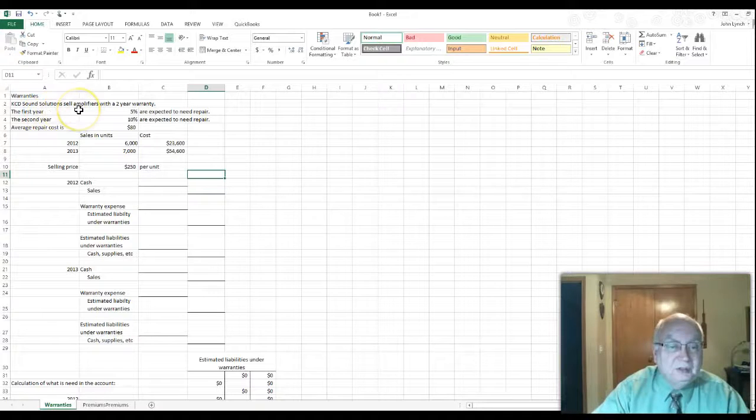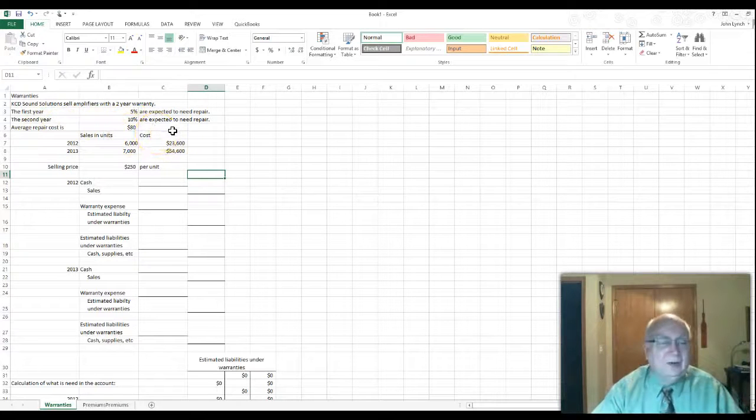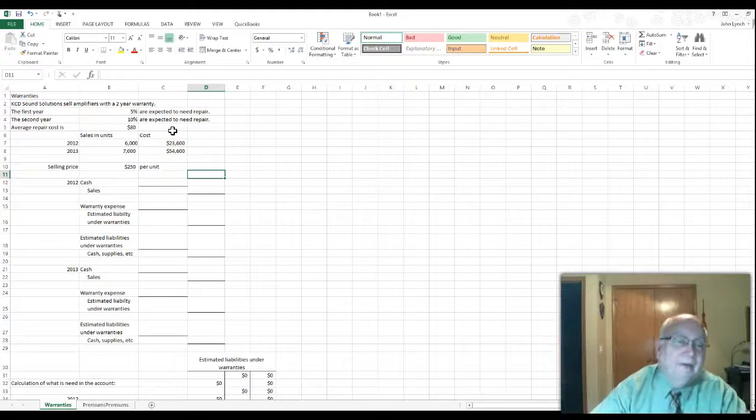In the first year, they're expecting 5% of the sales to come back needing repair. In the second year, they're expecting 10% to come back needing repair. The average repair cost is going to be $80 per amplifier, or per repair. And for the sales, we're going to keep it simple: the sales happen evenly throughout the year.